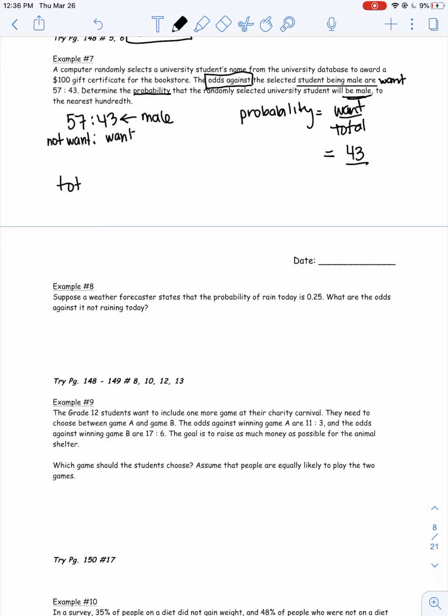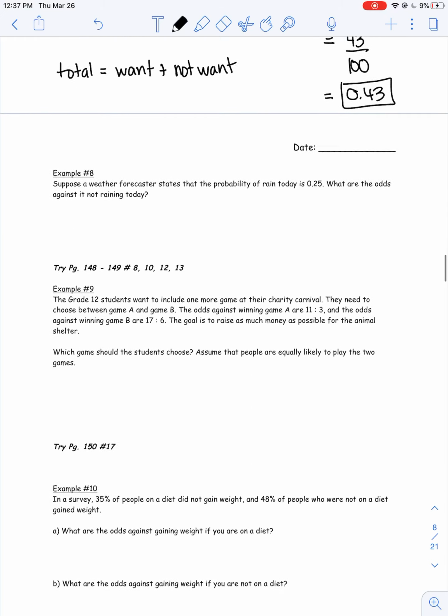The total is when you add your not want to your want. So the total is always adding your want and your not want numbers. So if I add 57 plus 43, I get 100. So this is already simplified, but they do want it to the nearest hundredth, so I'm going to divide the numbers and get 0.43 as my answer. Okay, so that's my final answer there.